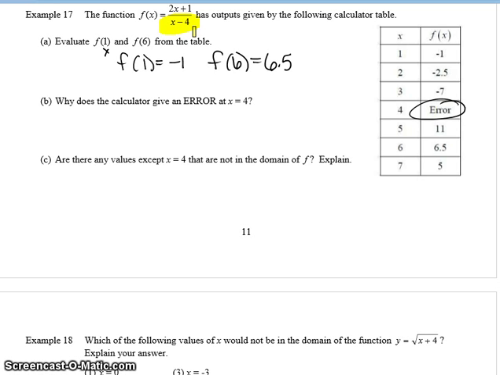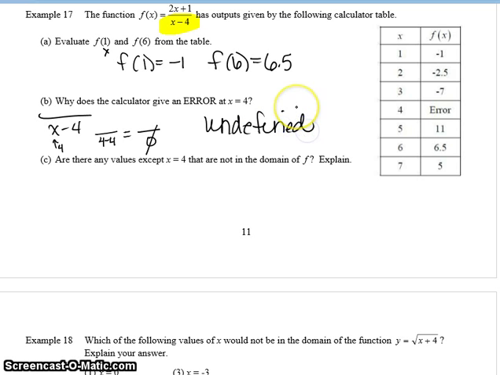And in this case, it can't be a 4 because when you have a denominator, and if you were to plug in a 4 there, it's going to result in 4 minus 4, which is going to be 0 in the denominator of a fraction, which can't be. So that's known as undefined. Okay, it should make sense.